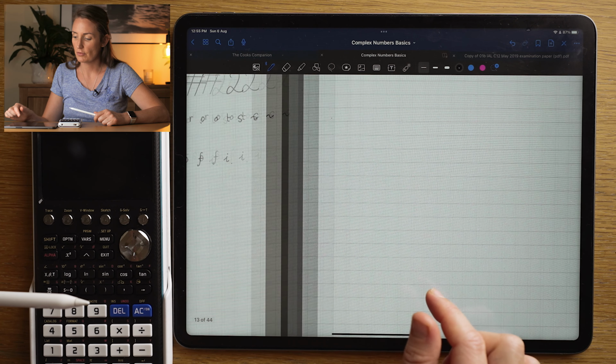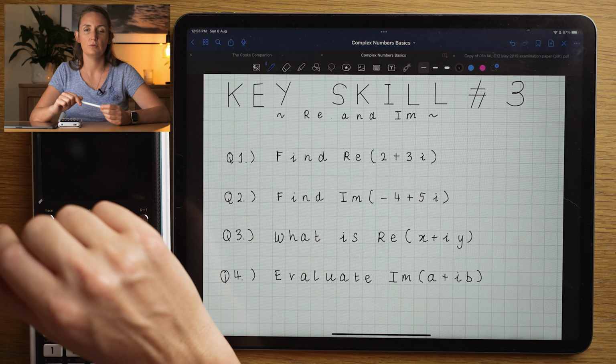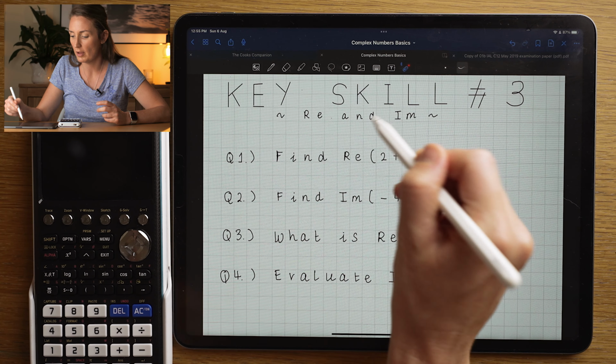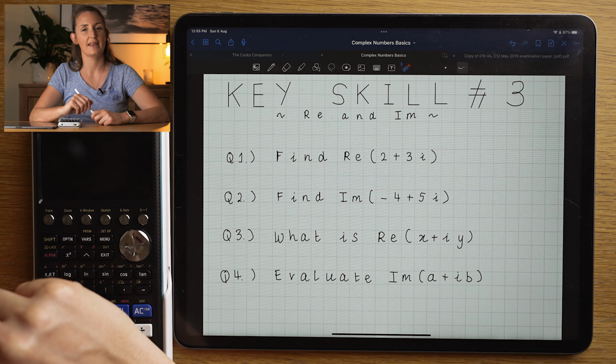In key skill 3, we're going to be looking at two commands that you need to know, which are called the real command and the imaginary command. So I'll see you in the next key skill.